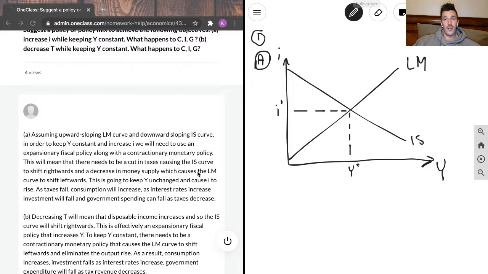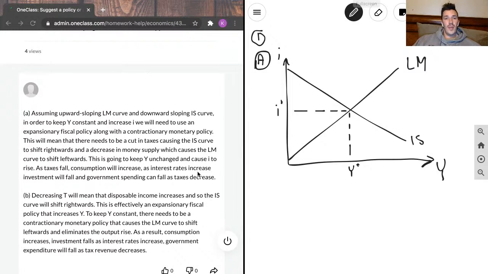So our junior tutor's written the answer to A, assuming the upward sloping LM curve and downward sloping IS curve, as we have here. In order to keep Y constant and increase I, we will need to use an expansionary fiscal policy along with a contractionary monetary policy. This will mean that there needs to be a cut in taxes, causing the IS curve to shift rightwards. IS is the investment savings curve. They'll have to pay less in taxes, so now they have more to invest and save, so it will shift to the right. We'll call this IS prime.